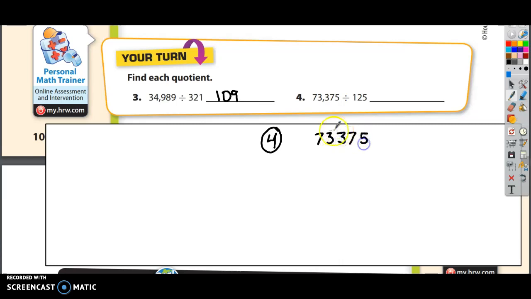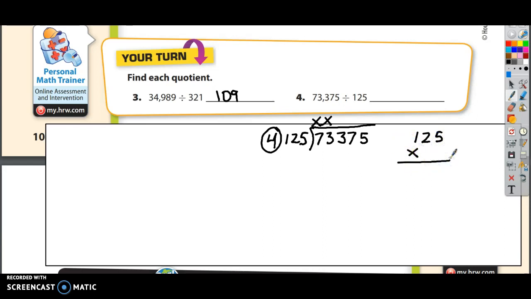73,375 divided by 125. This one's going to be pretty easy simply because dividing by things that end in 25, that's a great divisor. That's going to be a little bit easier to make our guesses. Does 125 go into 7? No. 73? No. 733? Yes, but I'm not sure how many times.